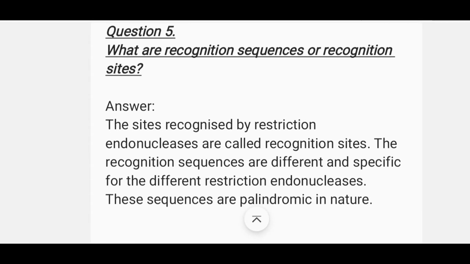Question 5. What are recognition sequences or recognition sites? This is also a very important question. The sites recognized by the restriction endonucleases are recognition sites. The recognition sequences are different and specific for the different restriction endonucleases, and these sequences are palindromic in nature.